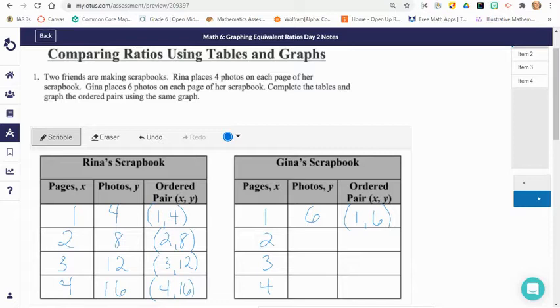Over here, a little different. A 1-to-6 ratio would be a 2 to 12 ratio. A 1-to-6 ratio, I'm multiplying by 3, would be a 3 to 18 ratio. And then a 1-to-6 ratio, multiplying by 4, would be a 4 to 24 ratio.